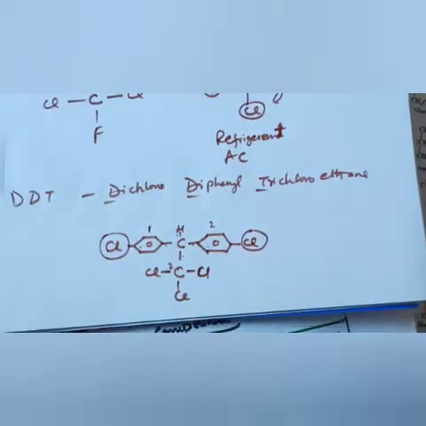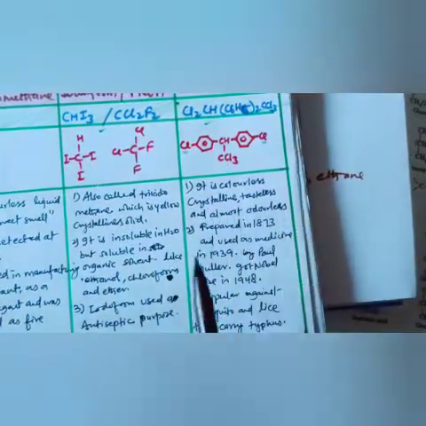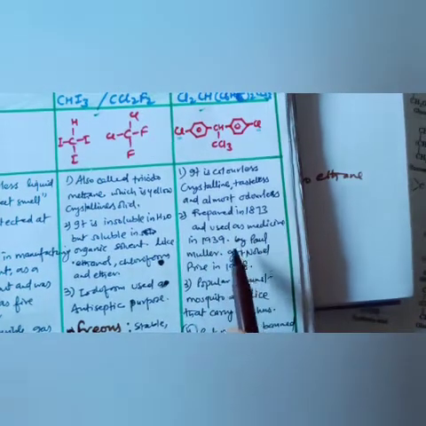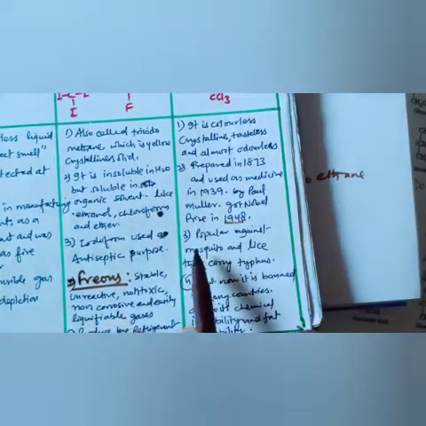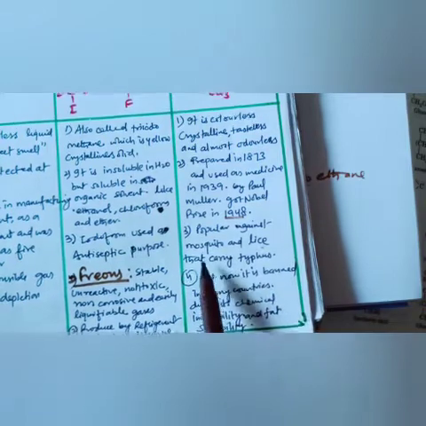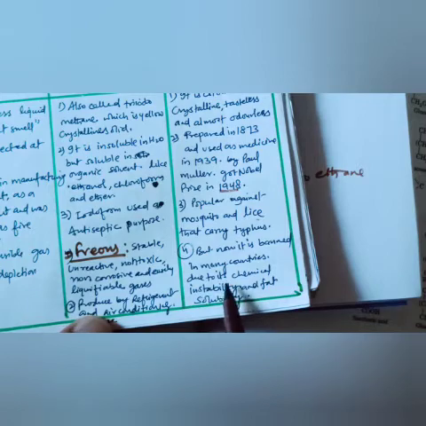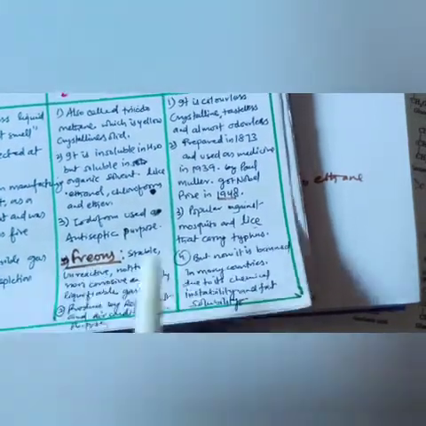About its properties: it is colorless, crystalline, tasteless and almost odorless. It was prepared in 1873 and used as an insecticide in 1939 by Paul Mueller, who got the Nobel Prize for this in 1948. It is popularly used against mosquitoes and lice that carry typhus, but now it is banned in many countries due to its chemical stability and fat solubility. It dissolves in the fat of animals and humans, which can be harmful to their bodies, so it is banned. So this is your doubt, freon and DDT.